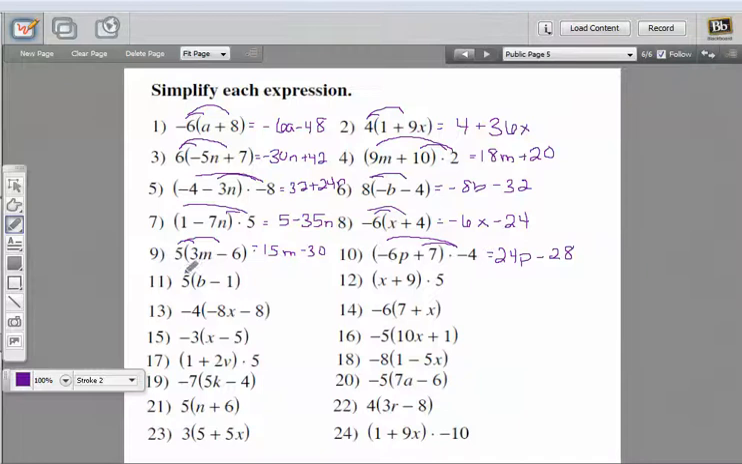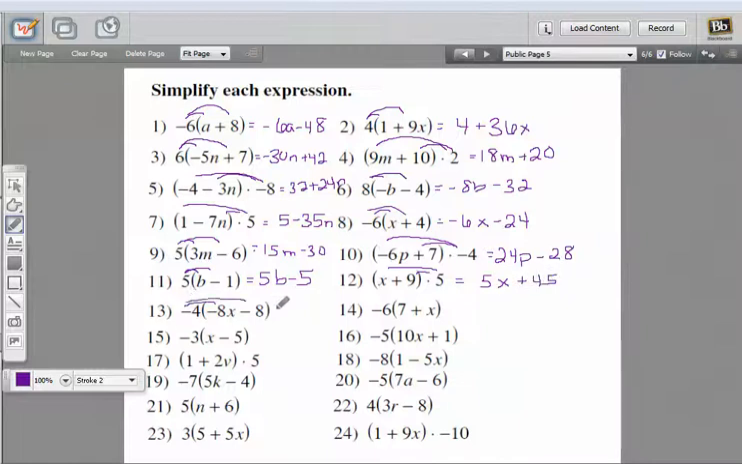All right, in number 11, let's distribute the 5. So 5 times b is 5b. 5 times -1 is a -5. In 12, we have 5 times x is 5x, and 5 times 9 is 45.